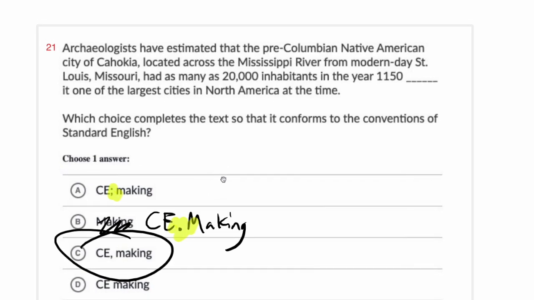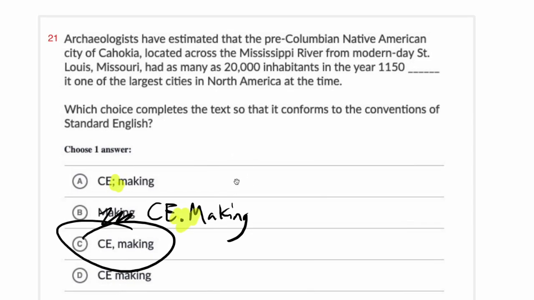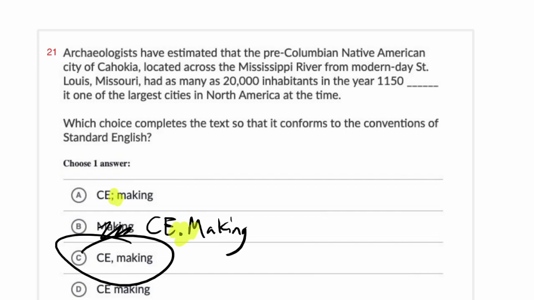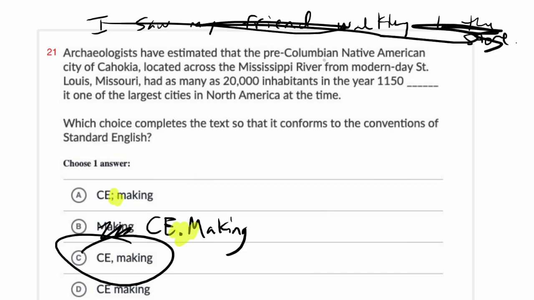Let me think. I'm going to try to make a separate video on that. But something like this: I saw my friend walking to the store. So you don't need a comma there, but I need to go over some notes so that I get some more precision in what I'm saying.